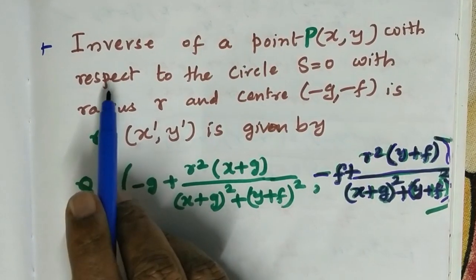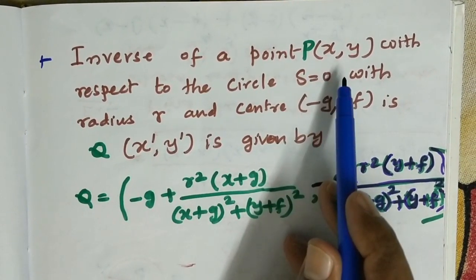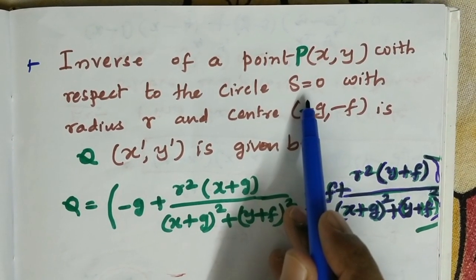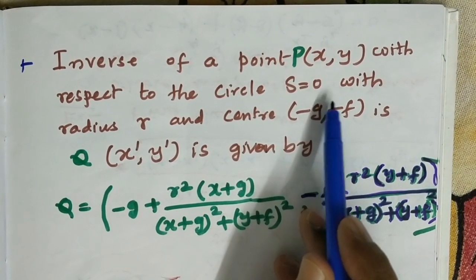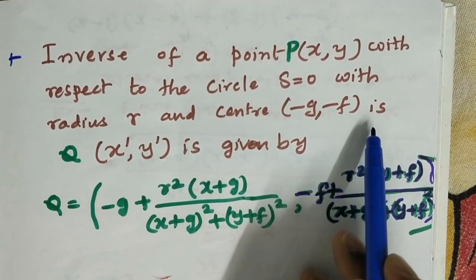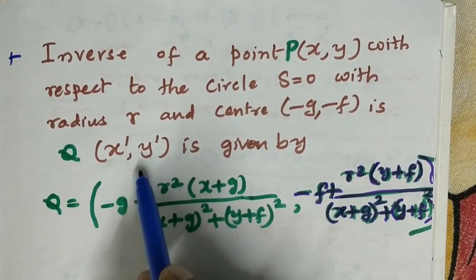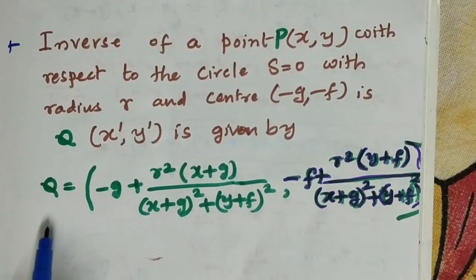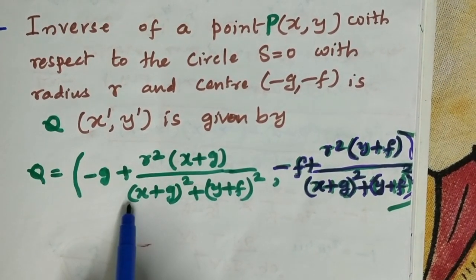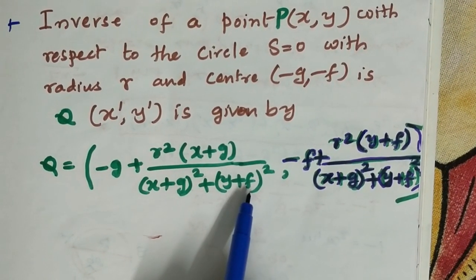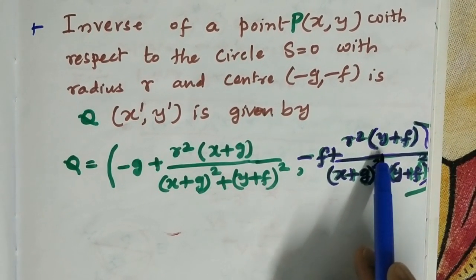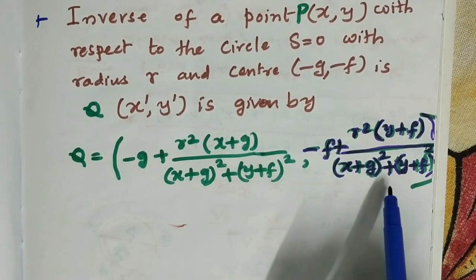Inverse of a point P x comma y with respect to the circle S is equal to x square plus y square plus 2gx plus 2fy plus c is equal to 0 with radius r and center minus g comma minus f is Q, that is x dash y dash we say, is given by Q is equal to minus g plus r square into x plus g by x plus g whole square plus y plus f whole square, comma, the y coordinate is minus f plus r square into y plus f by x plus g whole square plus y plus f whole square.